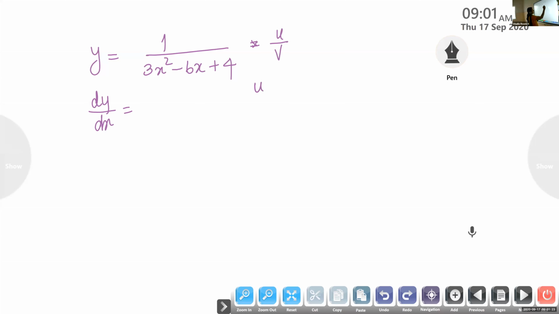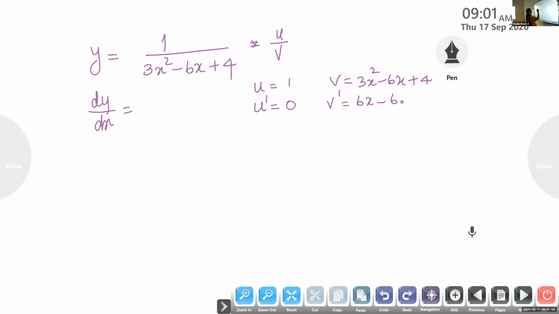What is u here? It is 1. What about v? 3x square minus 6x plus 4. U is 1 and v is 3x square minus 6x plus 4. So u dash is 0. What will be v dash? The derivative of 3x square minus 6x plus 4 is 6x minus 6.